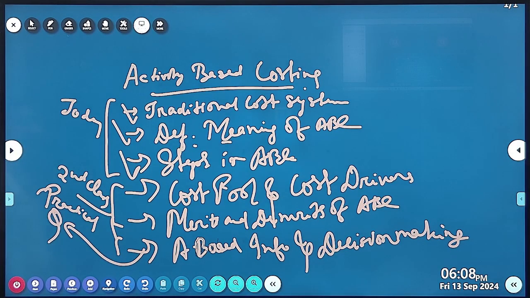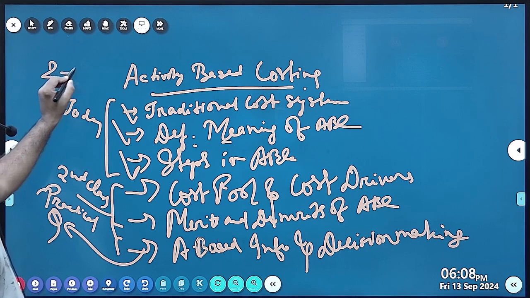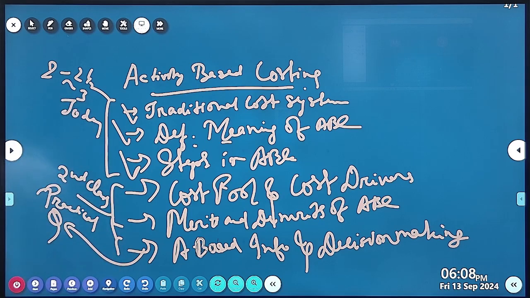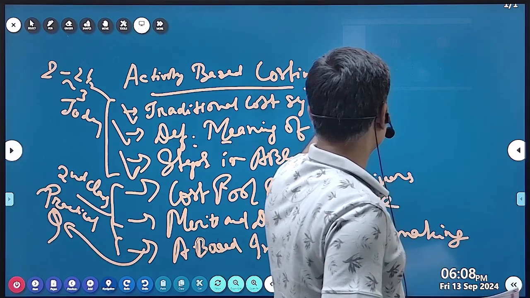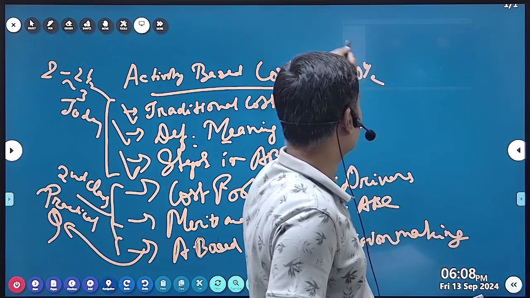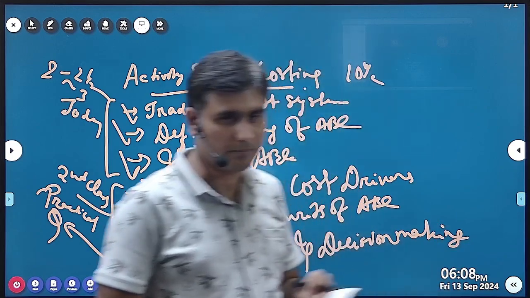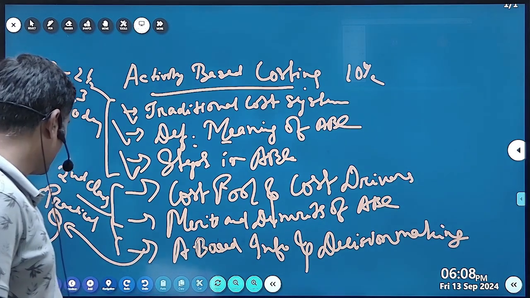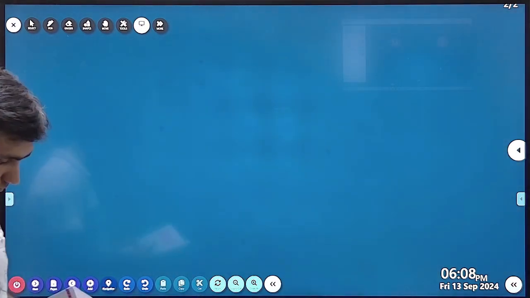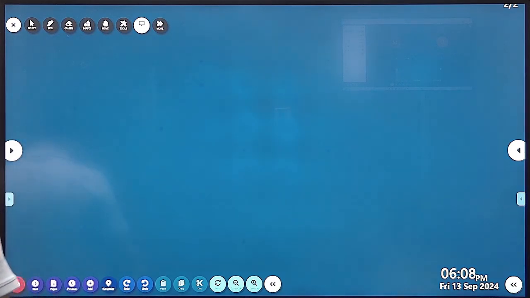It will take around 2 to 2.5 classes, or say 3 classes. In 3 classes we will try to wind up this chapter. It carries 10% weightage, so it will give us 10 marks. So 5 plus 10, 15 marks we are completing by doing this chapter. First, we will learn about the traditional cost system.